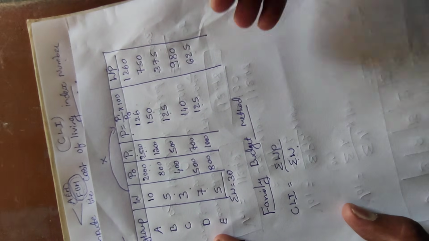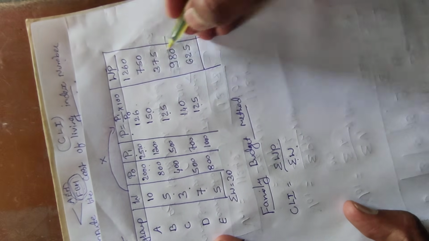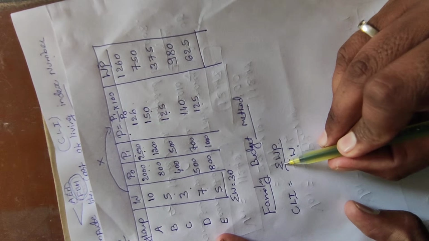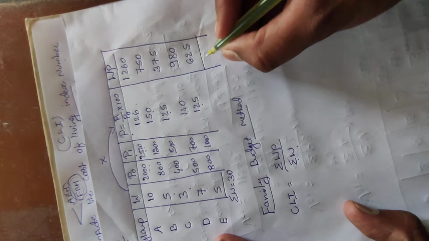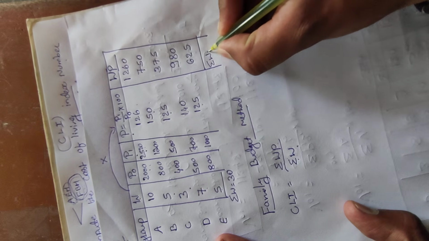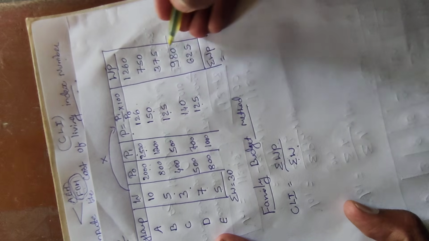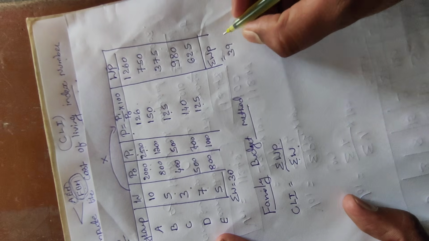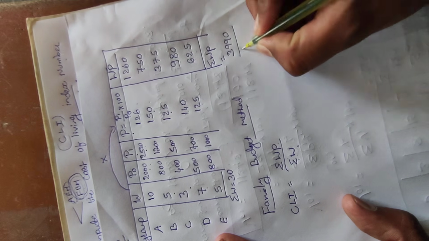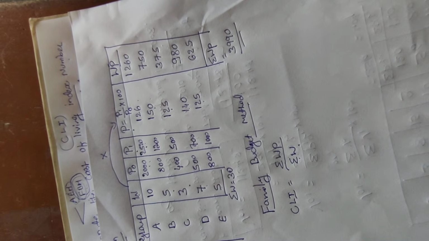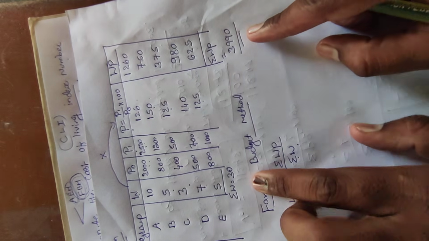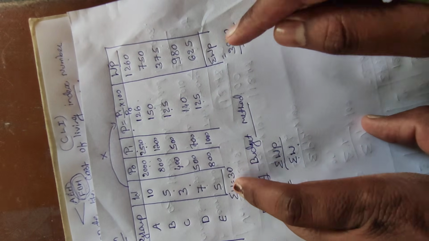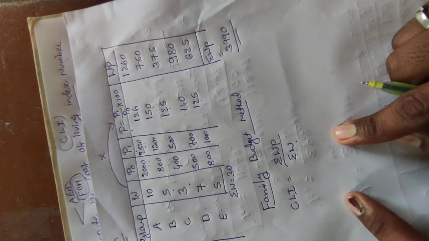Next we should make a total of these values, because we require the summation of WP. If you total these values, we get 3990. Okay students, the required information is calculated in the table. After the calculation, we should apply the formula.